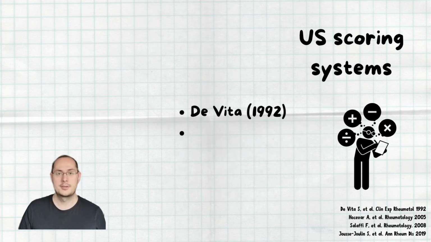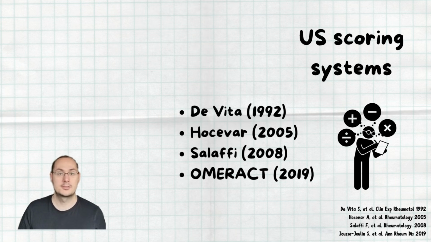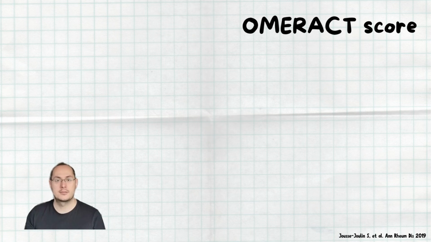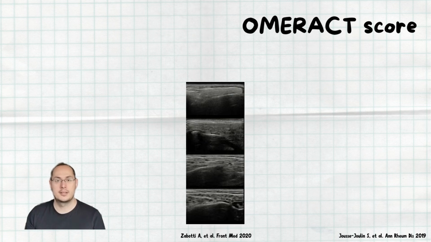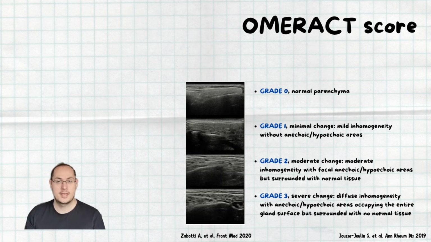During the past 30+ years, multiple semi-quantitative scoring systems have been developed in order to standardize the ultrasound assessment of salivary glands. Of these, the most widely recognized is the OMERACT scoring system developed in 2019. It grades major salivary gland lesions on a 0 to 3 scale based on grayscale ultrasound features, as you can see in this picture. Later studies have proven good intra and inter-reader reliability.